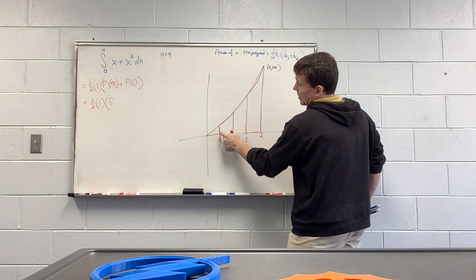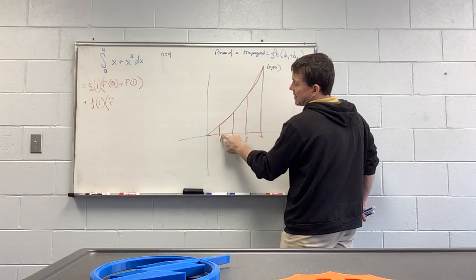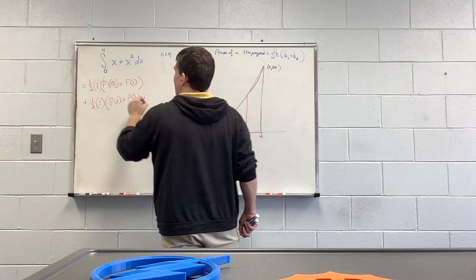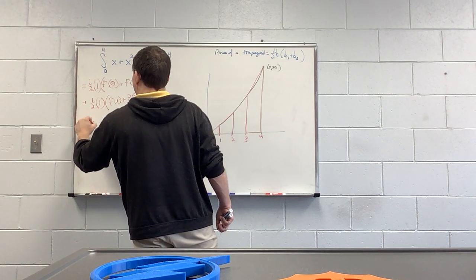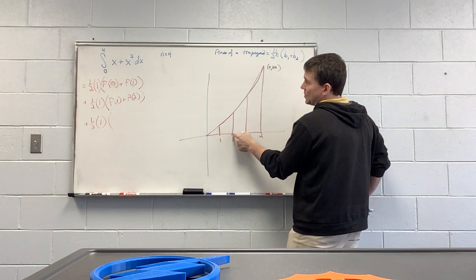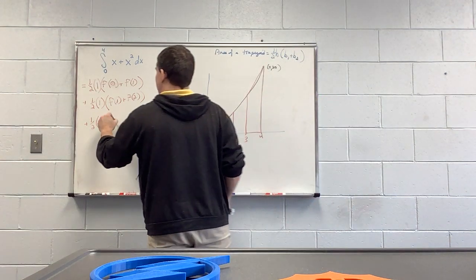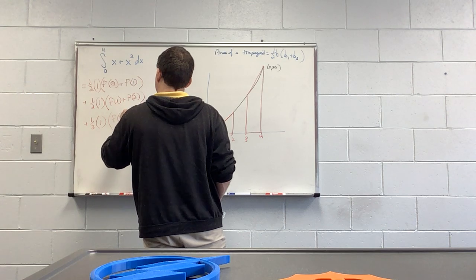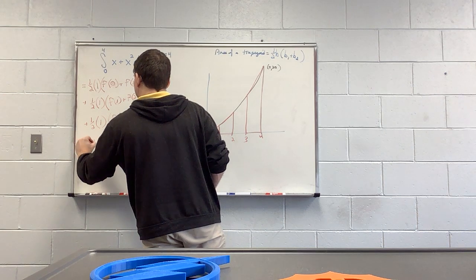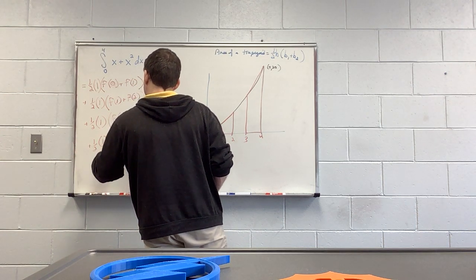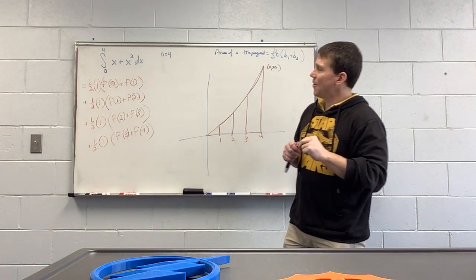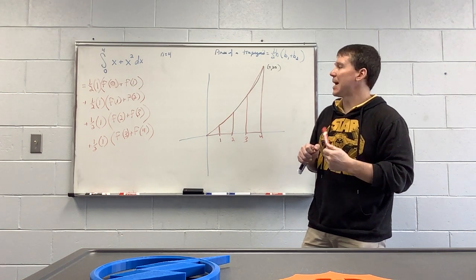Now I'll get this trapezoid. The left base is f of 1. The right base is f of 2. Now I do the third trapezoid. 1/2 and 1 are the same. But for the third trapezoid, I use f of 2 and f of 3 as my bases. And then for the last one, I use f of 3 and f of 4. And now I throw all of that into my calculator and see what I get.